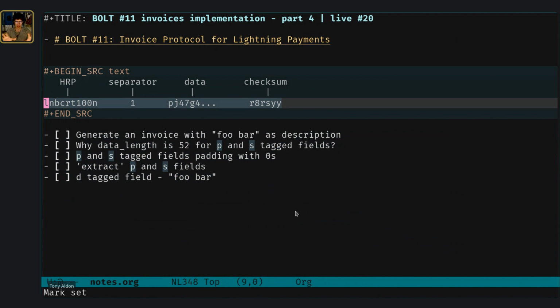There are four distinct elements: the HRP for human readable part, the separator one, and the data. In the data there are some specific fields called tagged fields, and we are going to look specifically at one of these, which is the description. So we are going to see how we pass from the description foo bar to its representation in Bech32. I think this is really interesting, and after doing it, it's no longer something blurry to look at a Bolt 11 invoice. It means something.